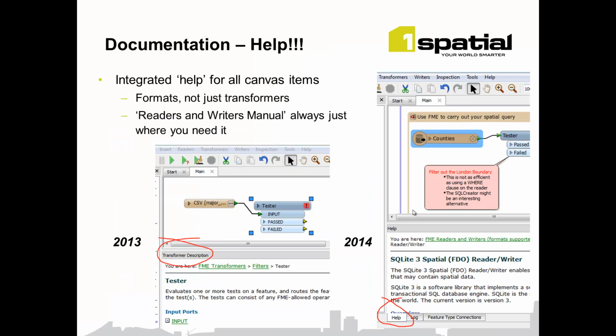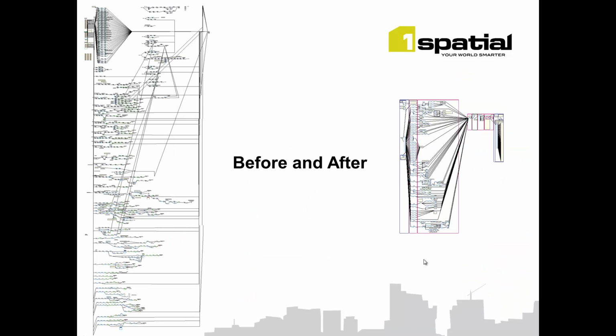The other thing that happened in FME 2014 that really helps us is to understand what transformer descriptions we've got for each transformer. The help is in there, was in 2013. You click a transformer, it shows you the help. Now if you click a reader or a writer, you get straight to the readers and writers manual to allow you to see all the detail about the individual formats that you're working with.